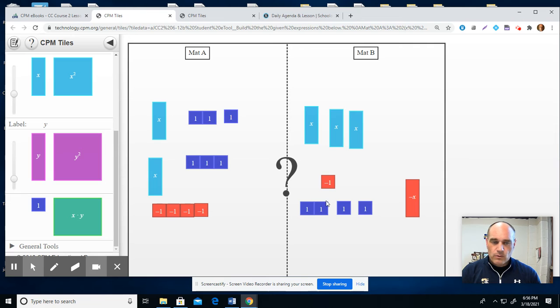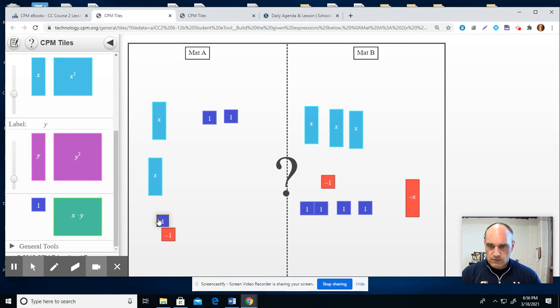Now I am going to simplify this. The first thing I'm going to do, let's do zero pairs this time. On the same side, these give me 0, so I can take them off. Here's another set of zero pairs, so I can take them off. Here's another set, so I can take them off. Remember, zero pairs have to be on the same side. And then here's another set of zero pairs, so I can take them off.